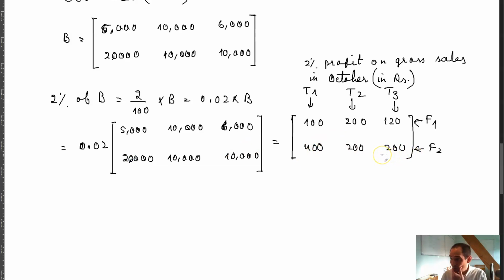And thus in October, farmer 1 receives 100, 200, and 120 as profit in sales of each variety of rice, respectively. And farmer 2 receives profit of 400, 200, 200 in sales of each variety of rice, respectively. Okay.